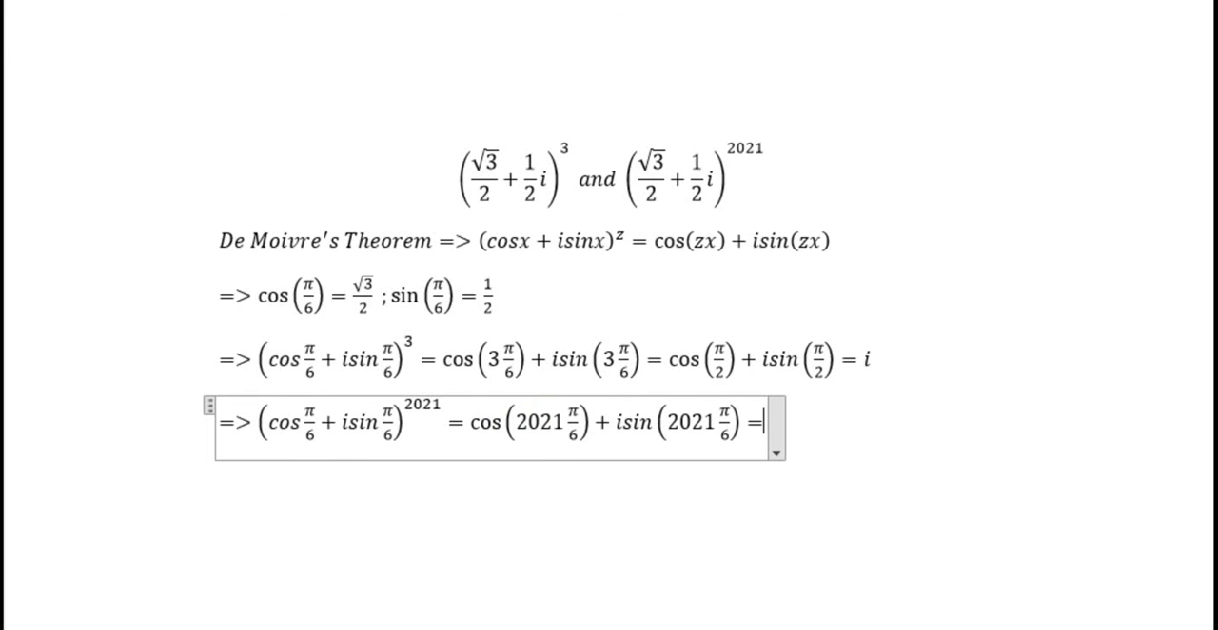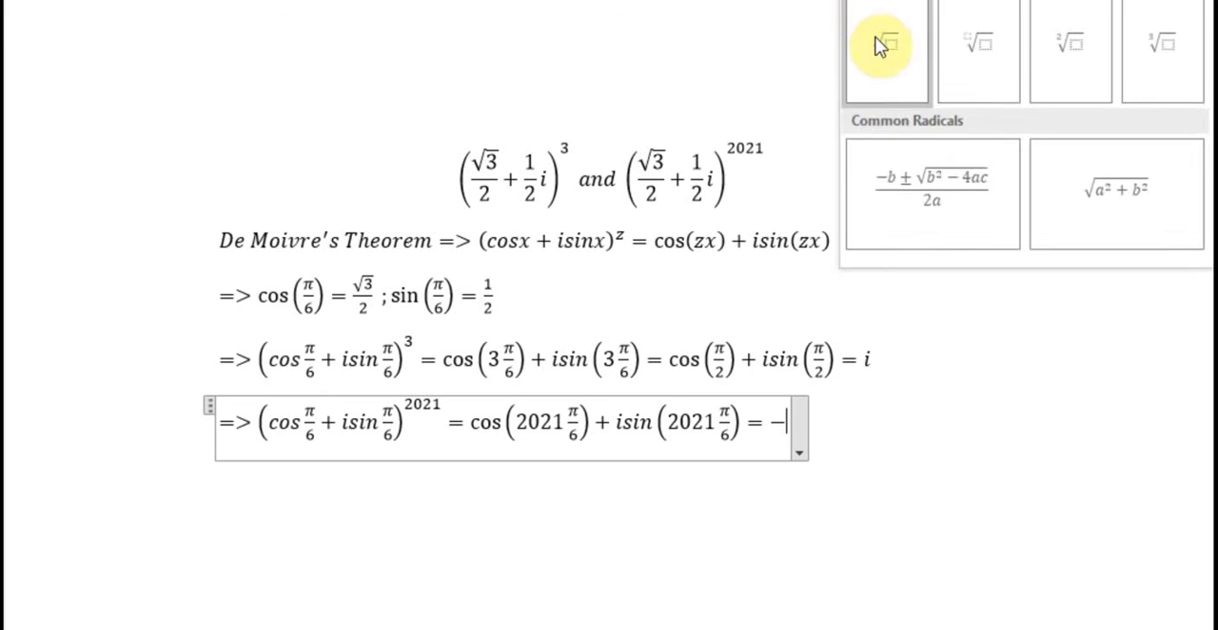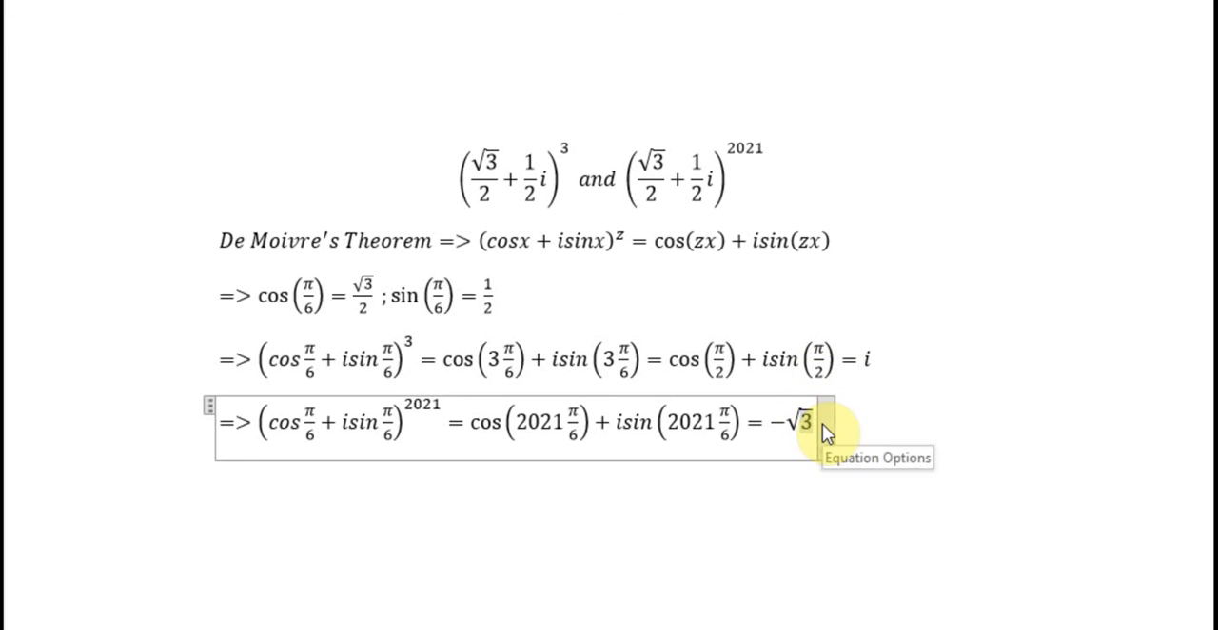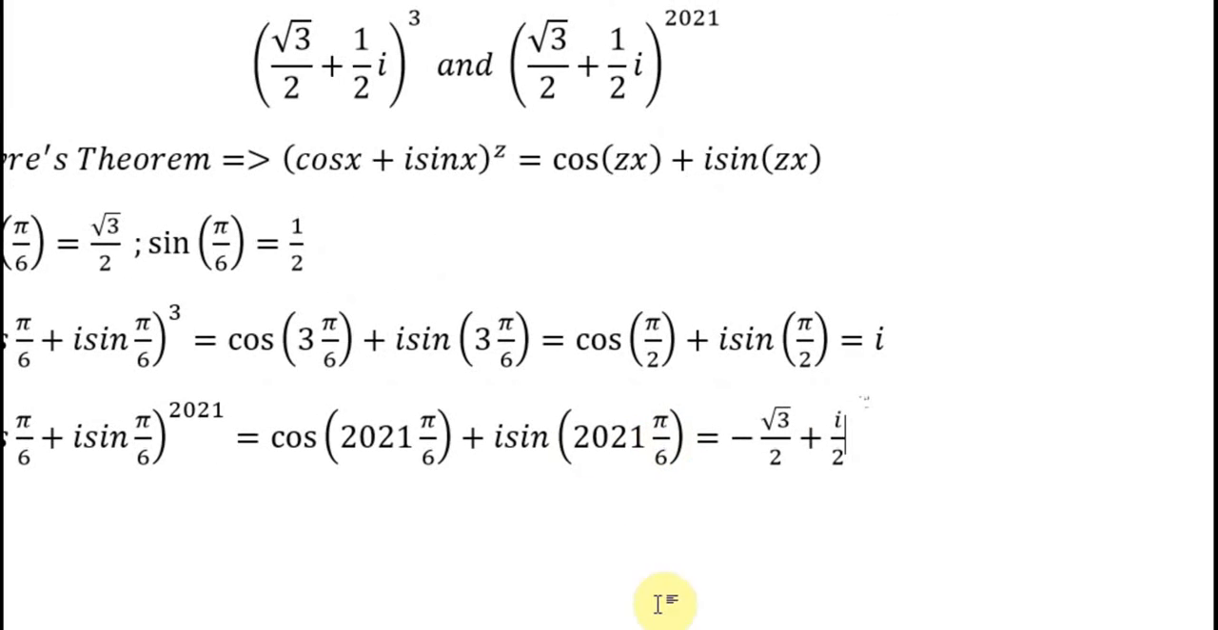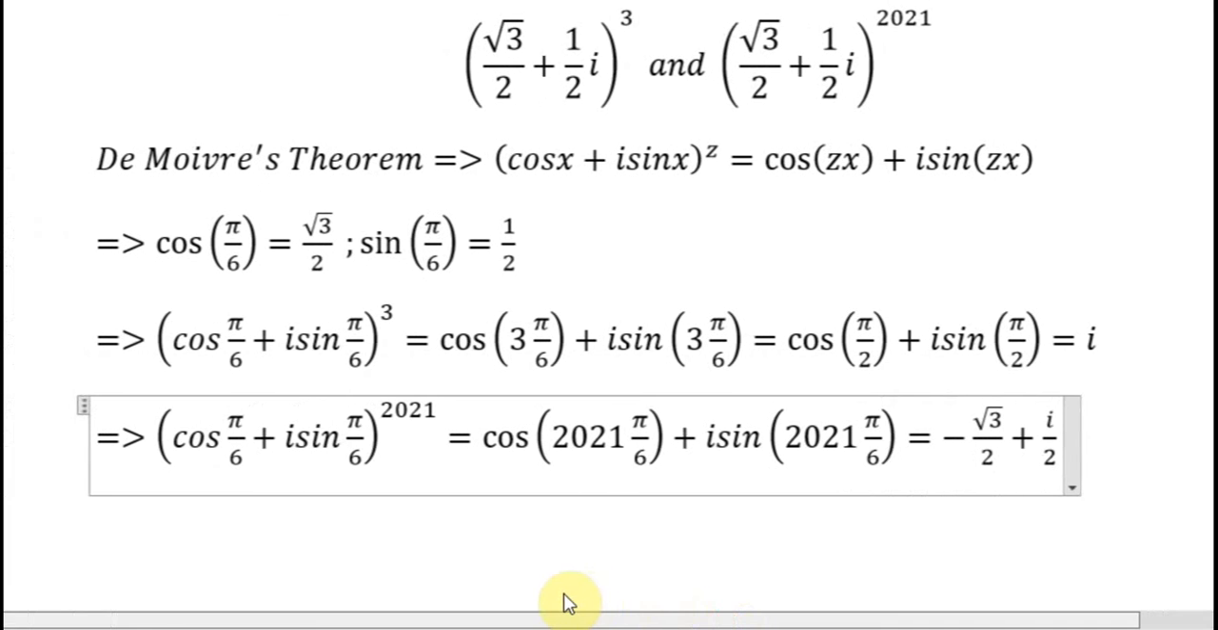This is the negative square root of 3 divided by 2, and the i in here is i divided by 2, and here is the answer to the question.